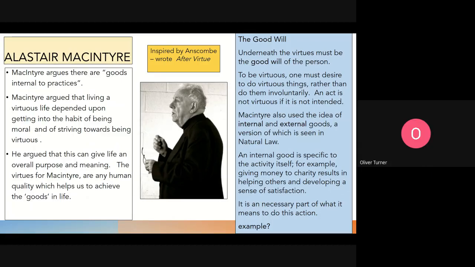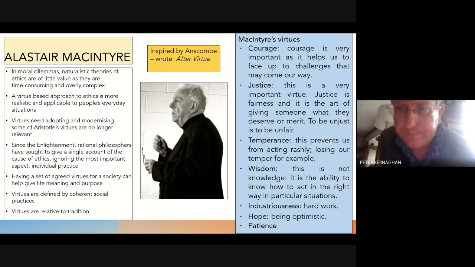Can you go back to the virtues, please, one second? Oh, yeah. So courage, justice, temperance, wisdom, industriousness, hard work, hope, and patience. That's, he thinks, the list of virtues that suits us today. And as he thinks about the modern world and the difficulties and challenges we all face, he thinks this is what a wise person, a flourishing person, would be like today. And pragmatically, that's what our society needs. Right, thank you.